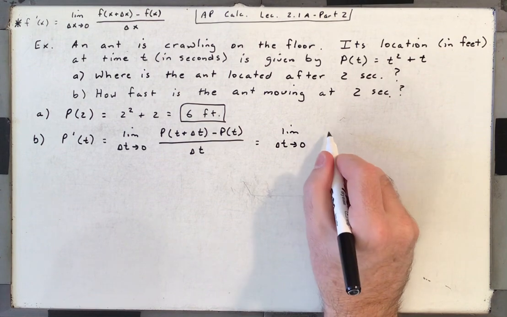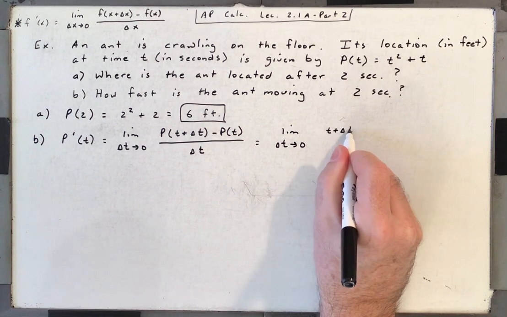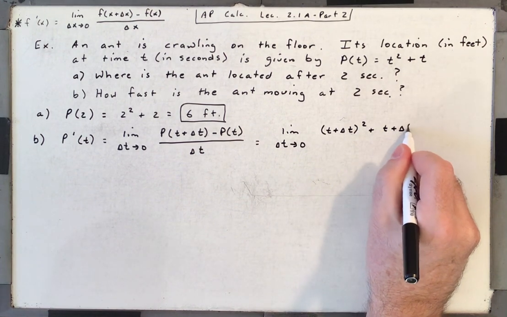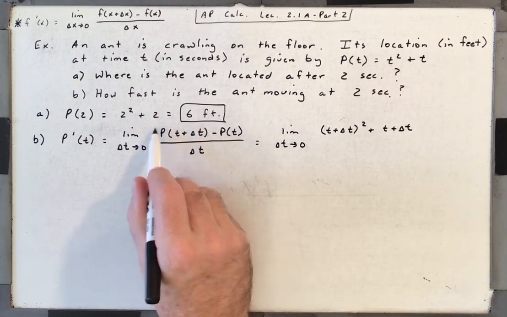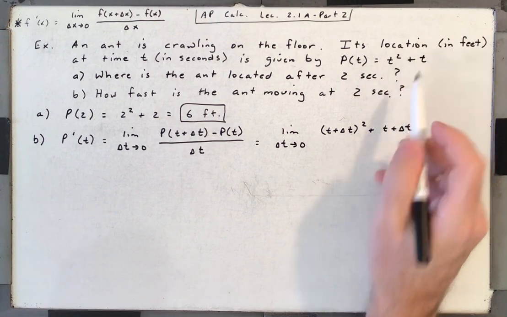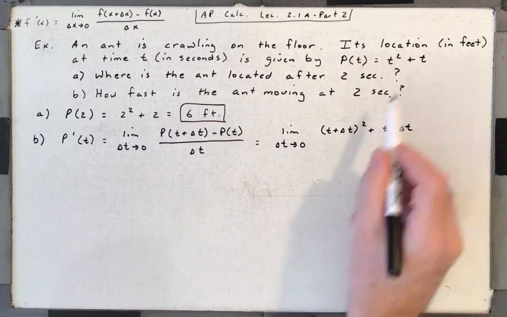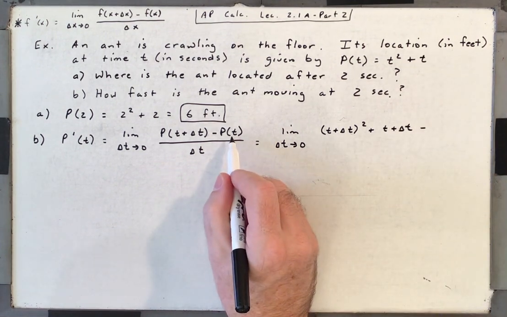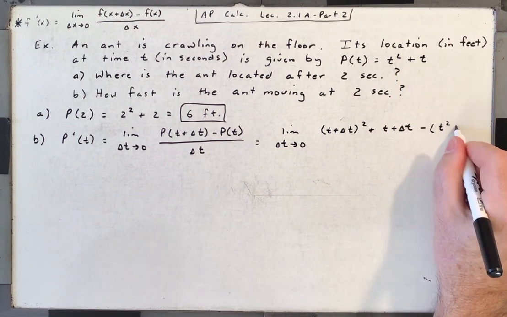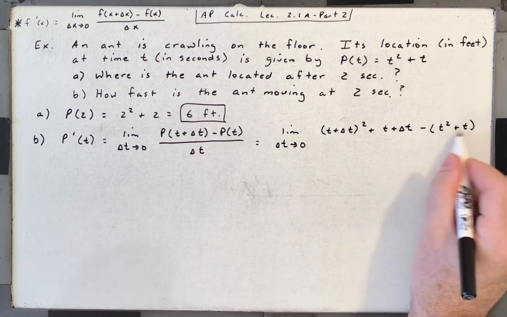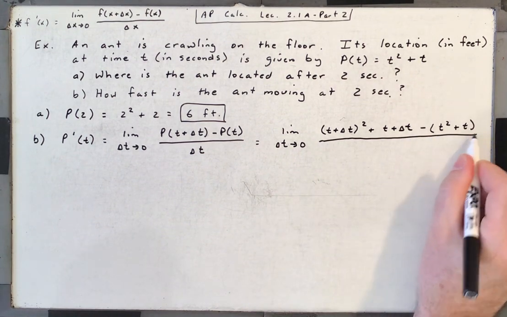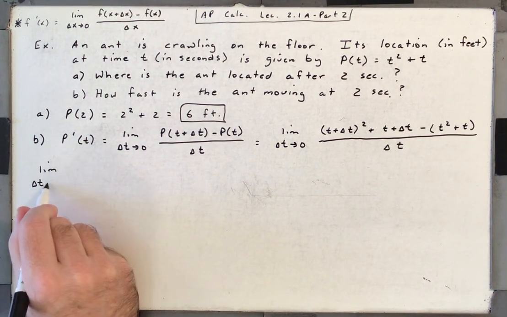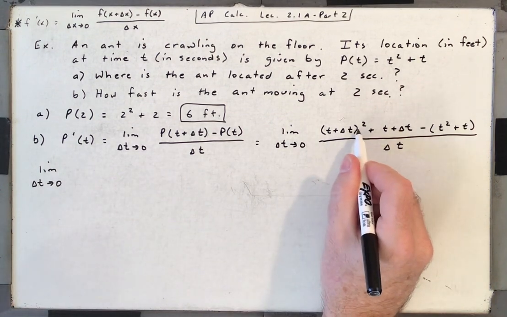So P of t plus delta t would be t plus delta t all squared plus t plus delta t. That part is P of t plus delta t. Because it was t squared plus t, so we do a t plus delta t, square it, and then t, we put in t plus delta t. Now minus P of t would just be minus t squared plus t, but I'm putting it in parentheses because we have to subtract that whole thing, and I don't want to forget to distribute it. Okay, so that's the limit as delta t approaches 0. We're going to FOIL that out, expand that.